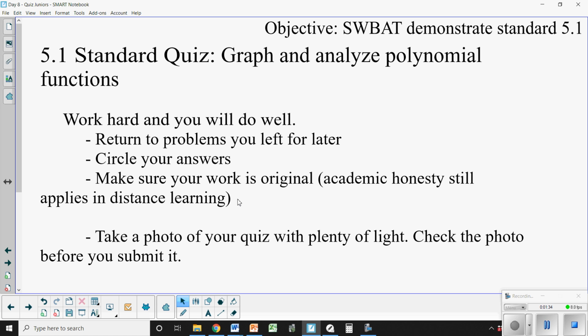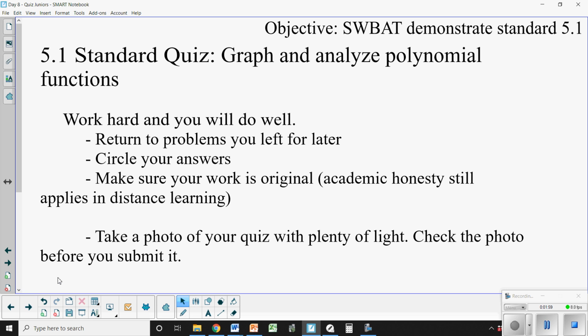Each problem will be worth 5 points, and I'll be looking to see what you understood when you were doing the problem. And then when you take a photo of your quiz, make sure there's plenty of light and check your photo before submitting it, just so that I can see what the work is, because I'll be looking at your work on the photo. So just make sure that you can read everything that is on there.